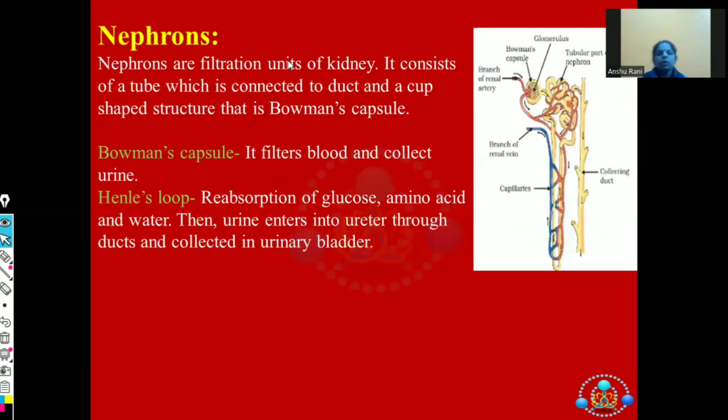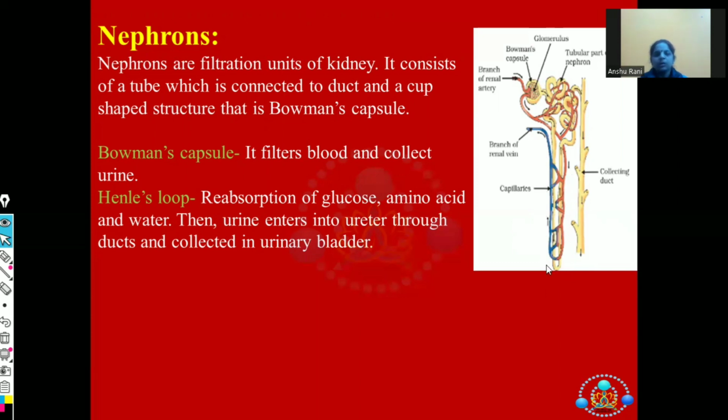That is a nephron. Nephrons are filtration units of the kidney. It consists of tubes containing ducts and a cup-like structure known as Bowman's capsule. This is Bowman's capsule. These are capillaries, and these capillaries are at the end.